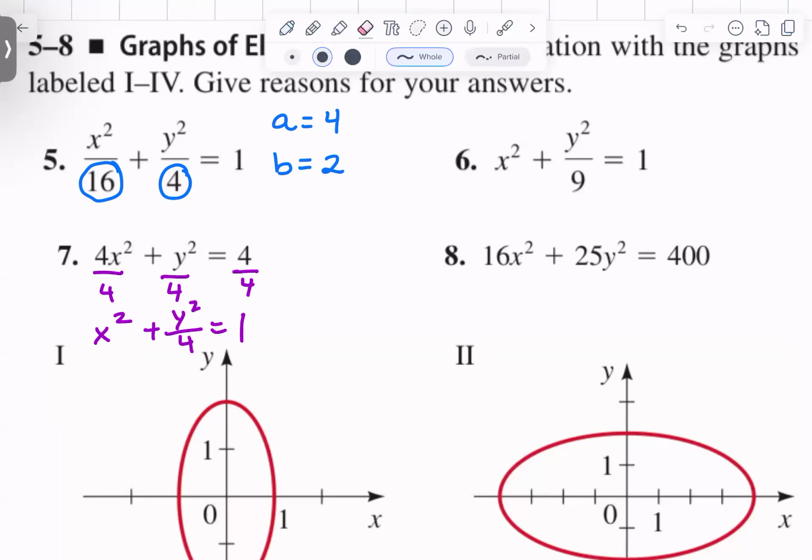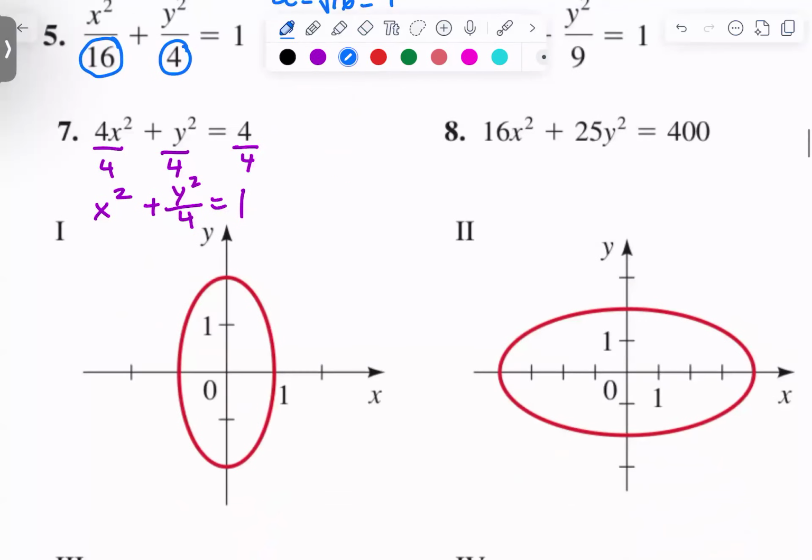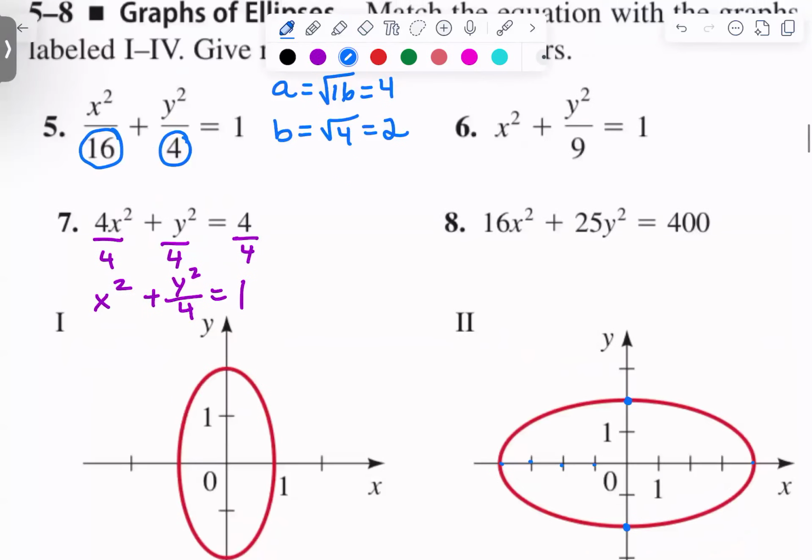I can give you guys this step as well. So we have that at 4 and 2. 1, 2, 3, 4. Negative 4 and positive 4. Positive 2 and negative 2. So number 5, the answer would be 2. Your vertices are plus or minus 4, 0.